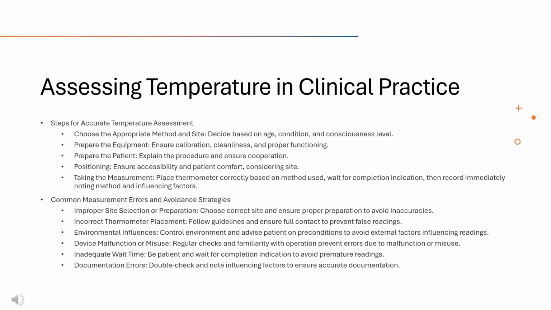So first, choose the appropriate method and site. The selection depends on the patient's age, condition, and level of consciousness. For example, oral temperatures are suitable for cooperative adult patients. Rectal temperatures may be suitable for some infants, axillary for children, or tympanic if we just need a quick assessment. Make sure that the thermometer you're using is correctly calibrated and in good working condition. Use disposable covers if required, and clean the device thoroughly before each use, following the manufacturer's guidelines.